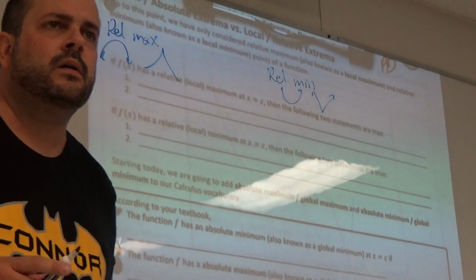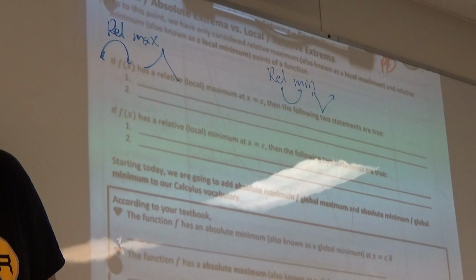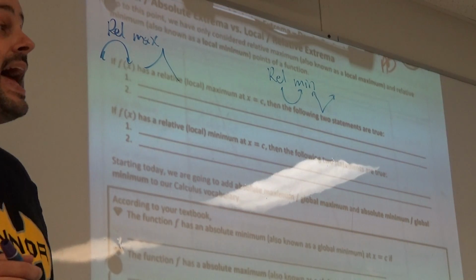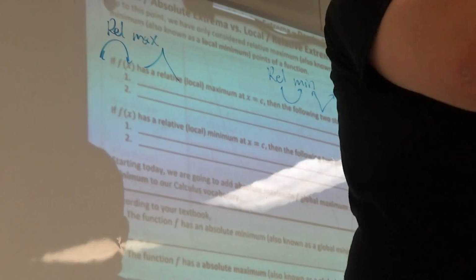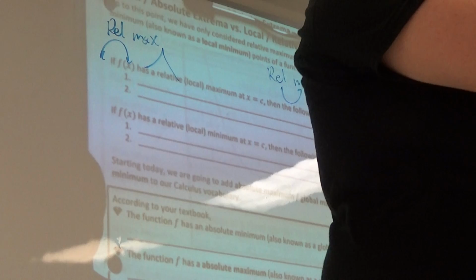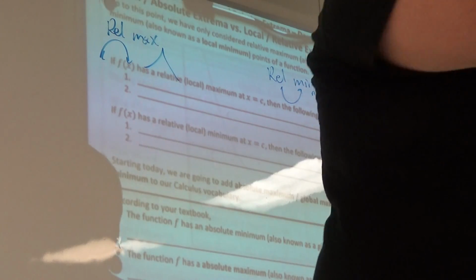What would you look for? How would you show it? Relative max. How do you show relative max?